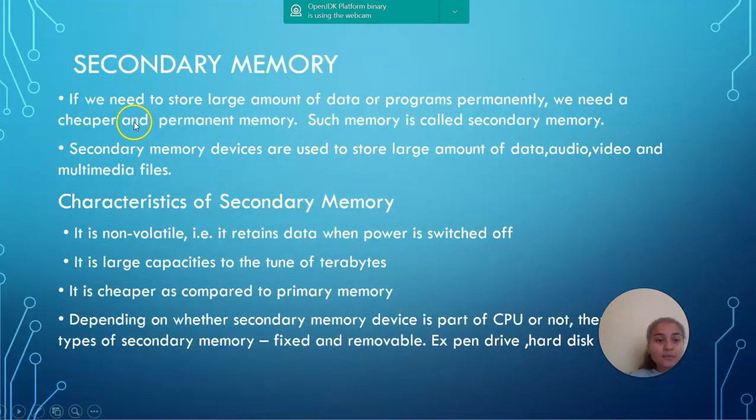Now, secondary memory. We need to store a large amount of data and programs permanently. We need a cheaper and permanent memory. Such memory is called secondary memory. Secondary memory devices store a large amount of data, audio, video, and multimedia files. Secondary memory retains information once stored on it. Magnetic memory such as hard disk drive, compact disk, pen drive, and memory cards is the most commonly used secondary memory in the computer.